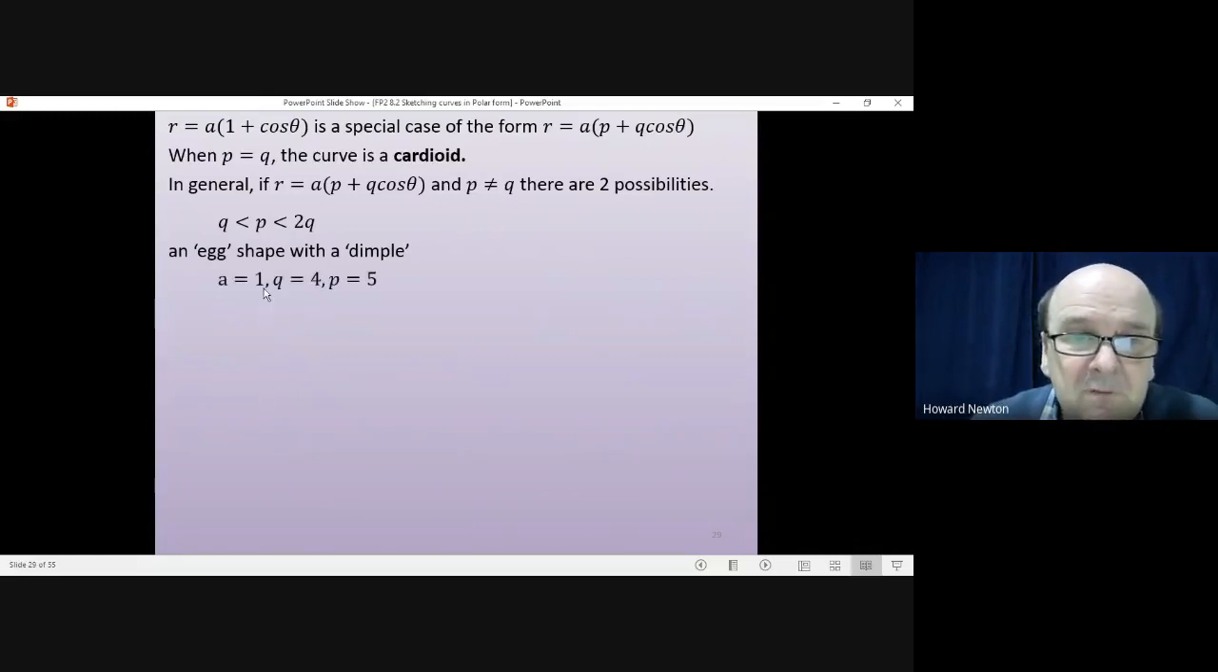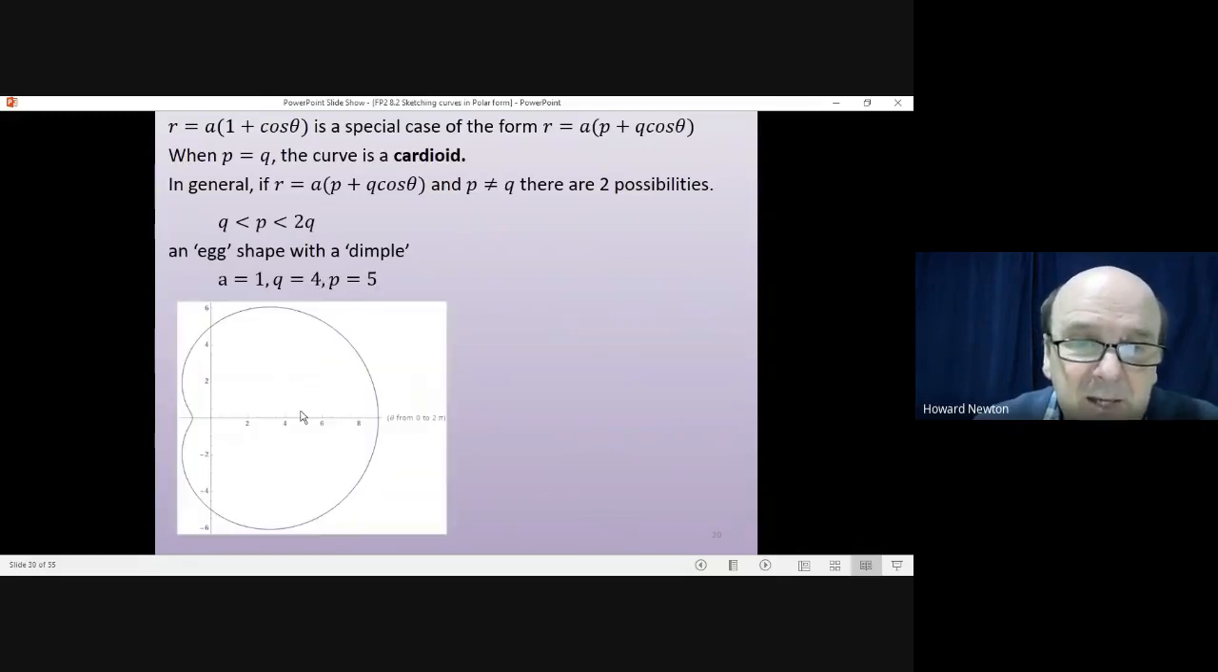So, for example, if you had a equals 1, q equals 4, and p equals 5, then p is bigger than q, and it's also less than 2q because it's less than 8. And in that case, you'll get a curve like this. At first glance, it looks exactly the same as the cardioid. The significant difference is this point here, which is no longer a sharp point where the curvature changes abruptly. What you would have here is a smooth point with constant curvature.